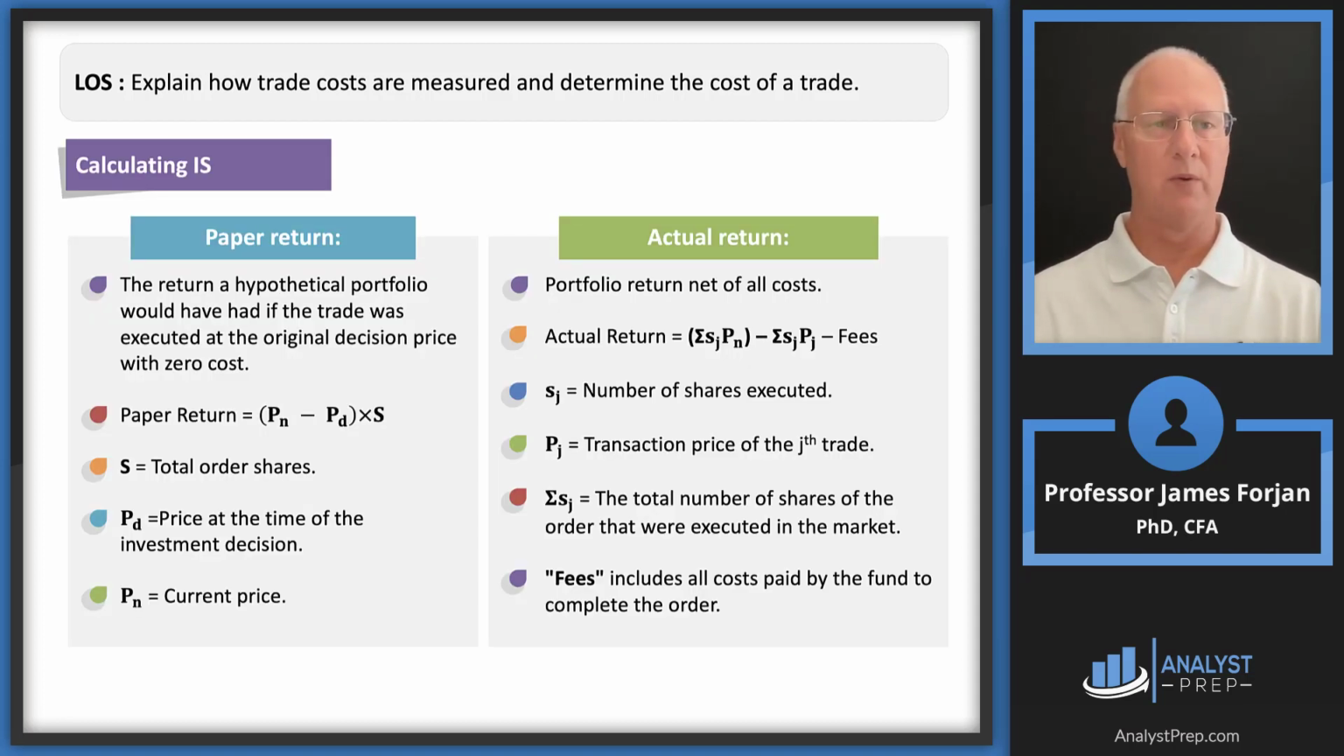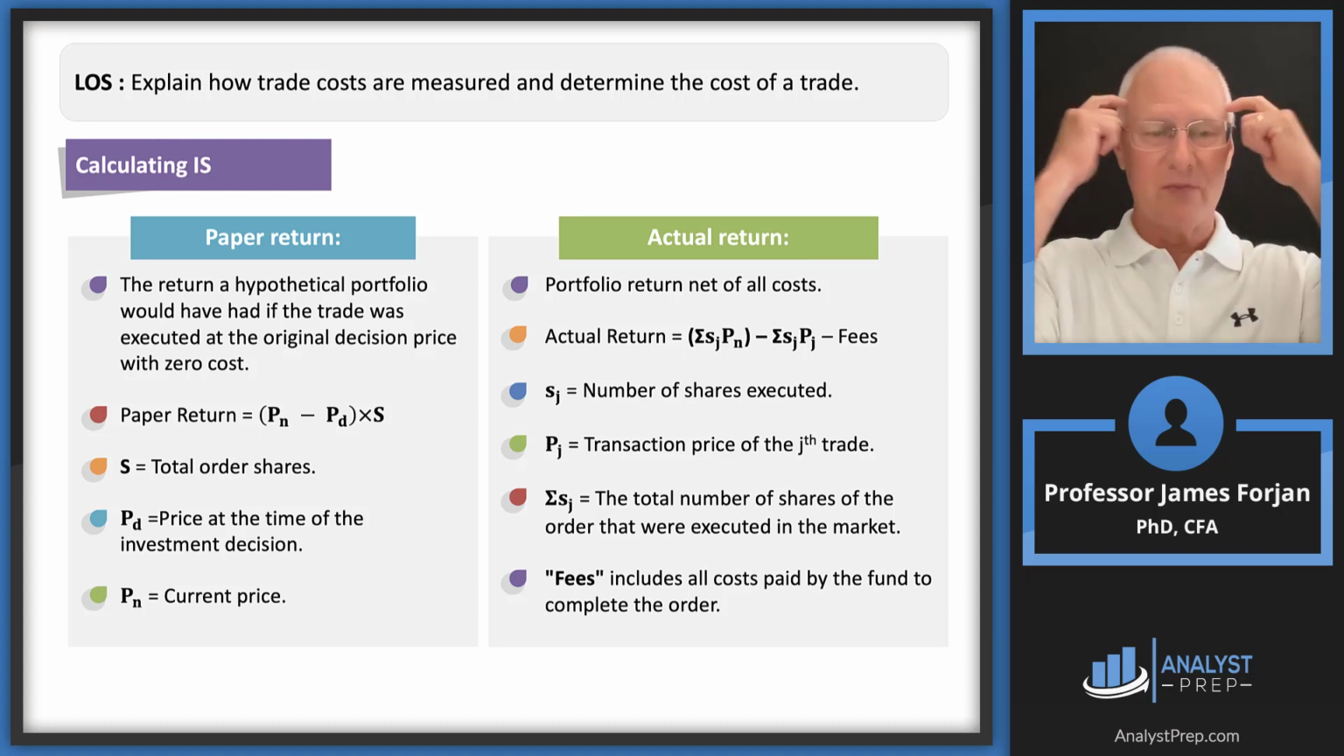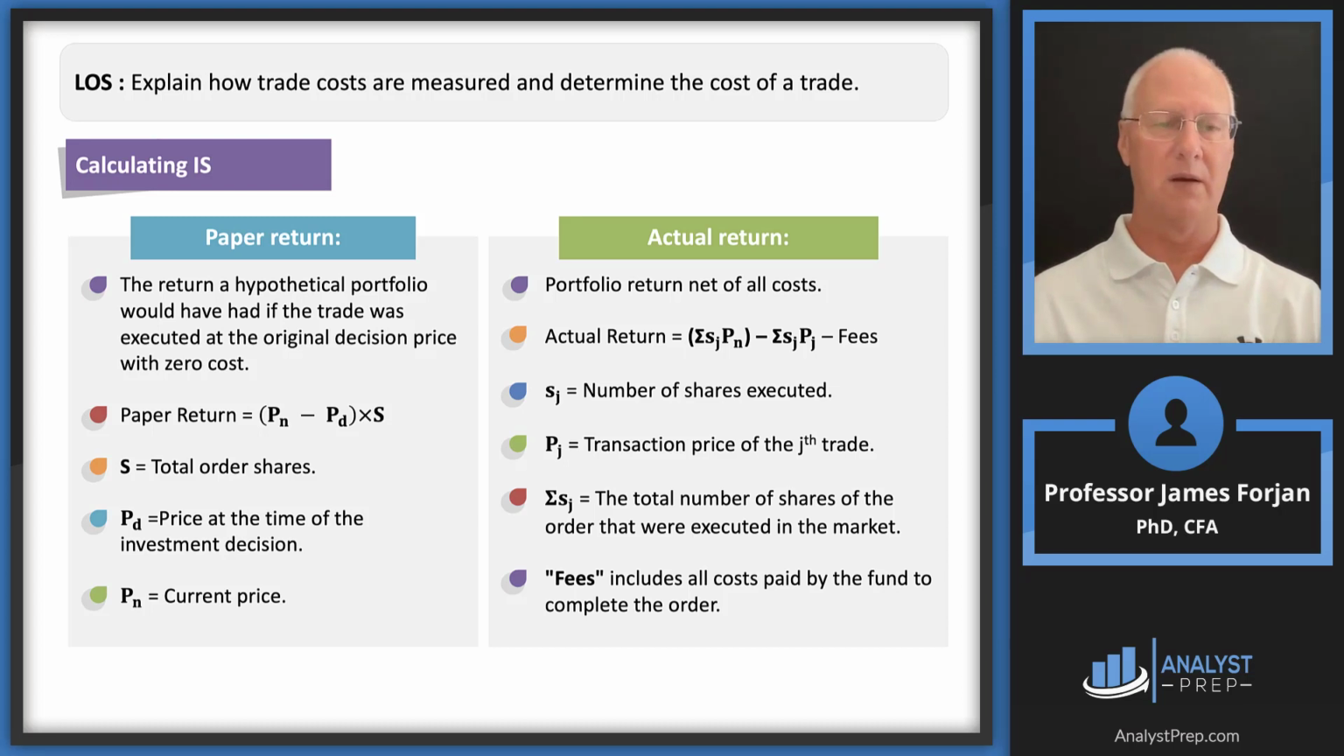So what did I say a few moments ago? There are some equations here. Notice there are some sigmas there, so we're going to have to sum a whole bunch of things. But notice some of the input variables, right? There's a price, and then there's another price. So look at P_D, the price at the time of the investment decision, right? Compare that to the current price, and then S is the number of outstanding shares.